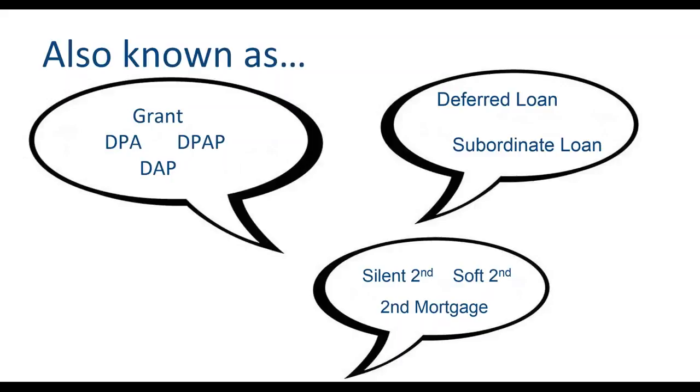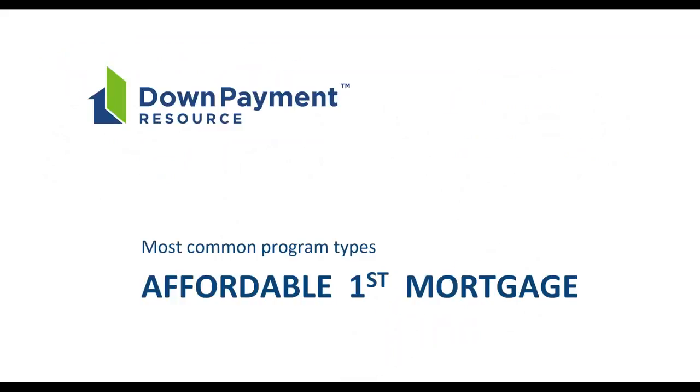Down payment help is out there for more buyers. All right, now that was all the first category of most common homebuyer programs. The second one, affordable first mortgages.